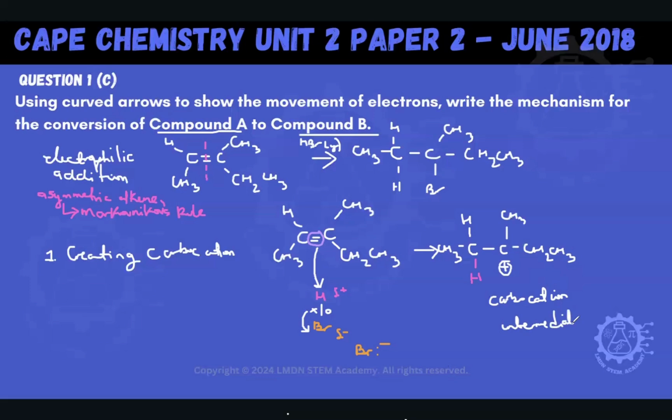All right. And so once we have that carbocation intermediate, now there's also a bromide ion that's going to be liberated from that first step as well. So we're going to have the Br bromide ion, right? And so now in step 2, what we're going to have is the bromide ion bonding to the carbocation. So that's our second step.